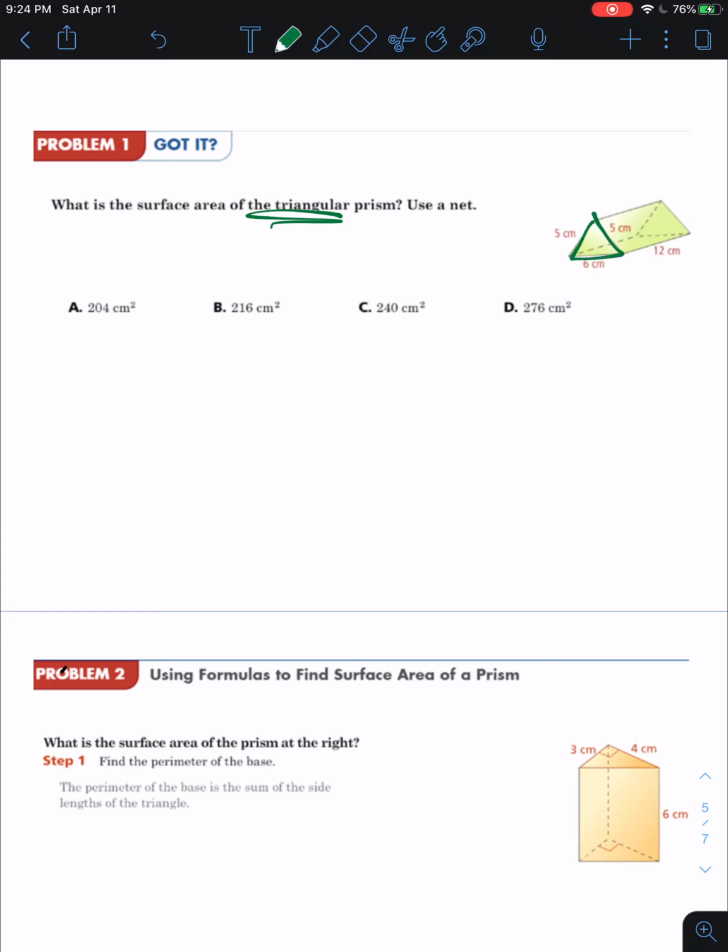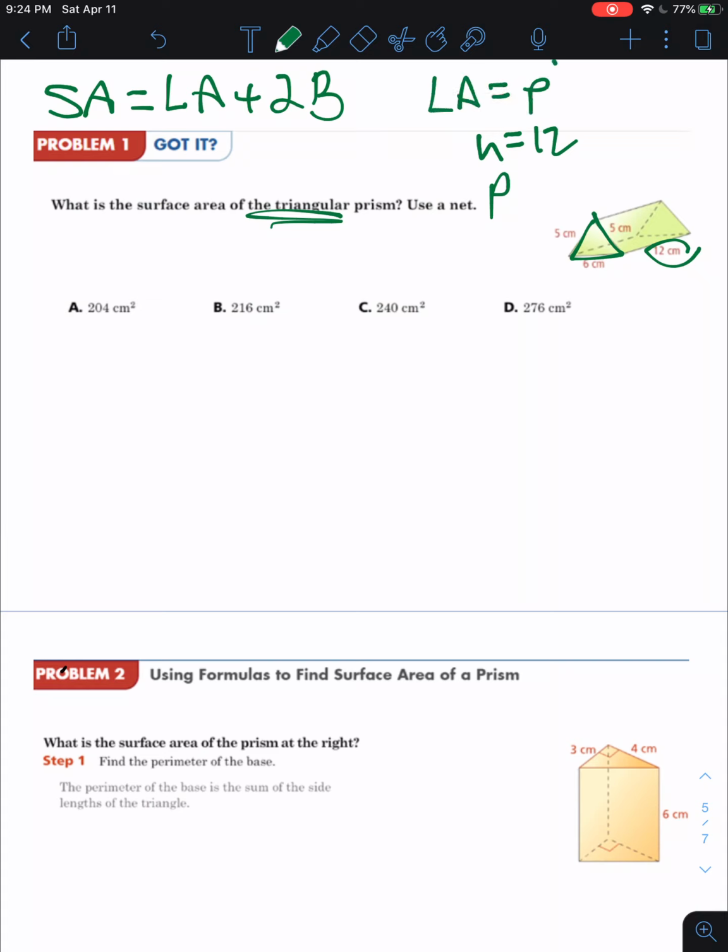All right, surface area of this one, it's a triangular prism. That means that the bases are the triangles. Notice it's a 5, 5, and a 6 around that triangle. Okay, the height then has to be from one base to the other, and that's the 12. So H is 12. Now remember, the formula we had was surface area equals lateral area plus twice the base. So we're going to have to find the lateral area. To find the lateral area, we've got to find H and P, because lateral area was P times H.